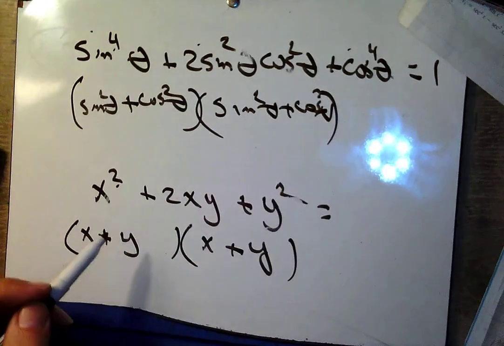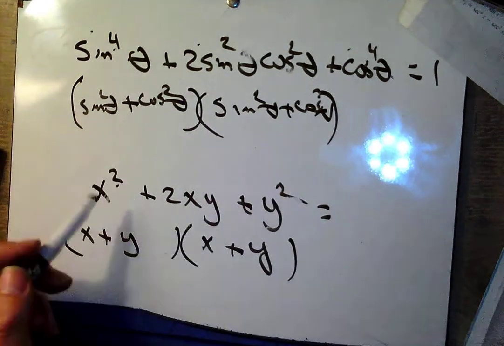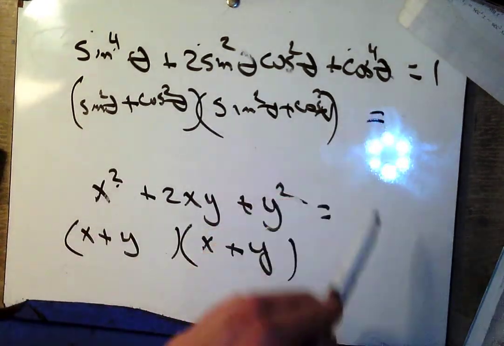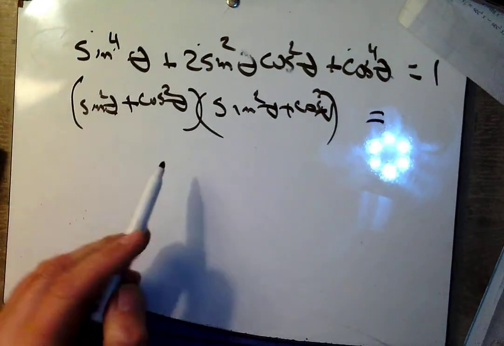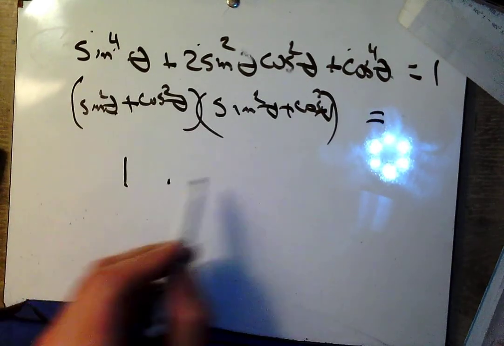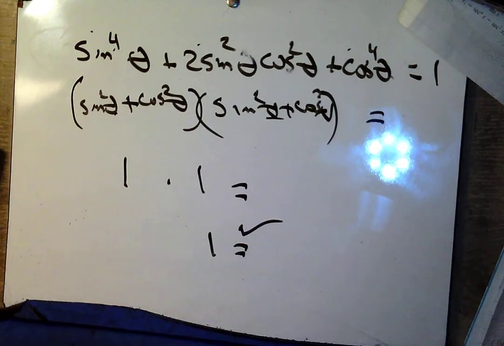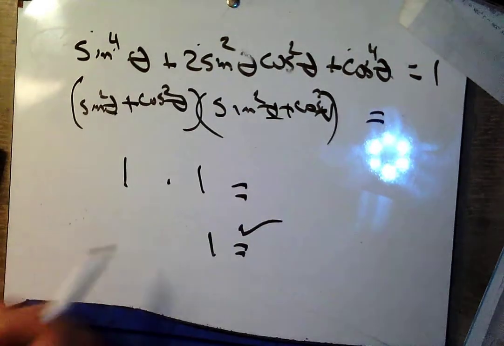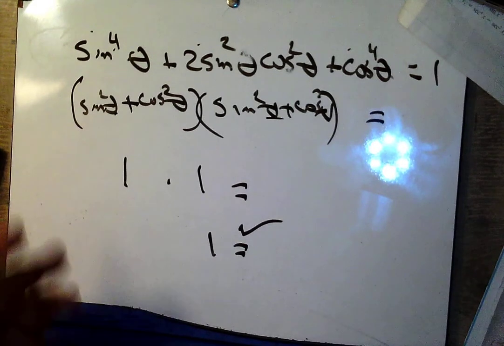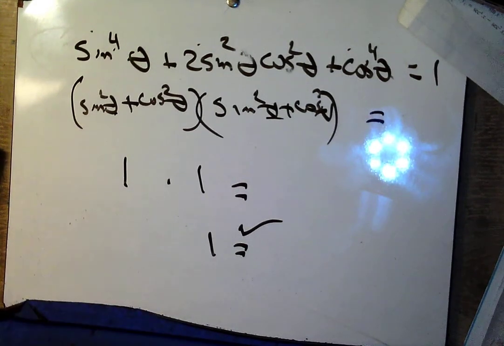You could always do this by grouping and get there, but that's where we expect to be. And what is sine squared plus cosine squared? And what is sine squared plus cosine squared? 1 times 1 is 1, and we're all done. This is a factoring problem. Factoring is one of our strategies.